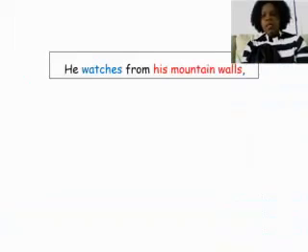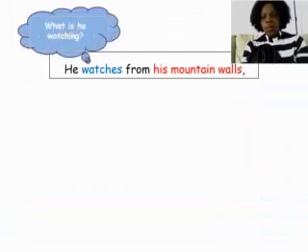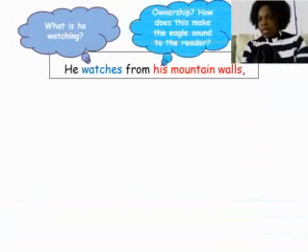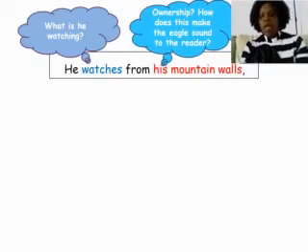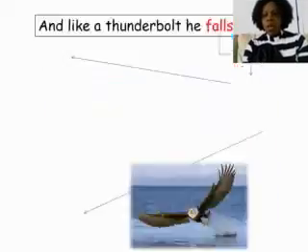He watches from his mountain walls. What is he watching, right? And ownership. How does this make the eagle sound to the reader? The use of the pronoun his, right? His, very dominant he appears, because it's his mountain walls. He owns it. It's his, and he's watching as well, looking down, seeing what is happening.